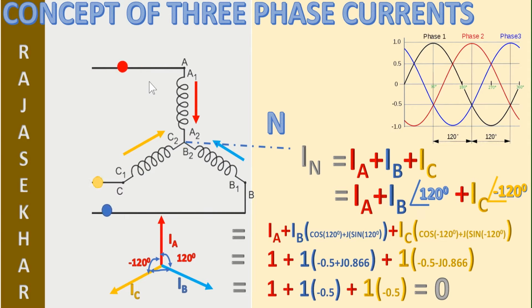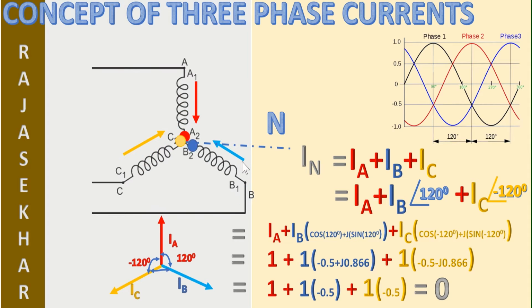All the three currents which are flowing from point A, point B and point C are coming and merging at one point called the neutral point. Let us see what happens at this point N. Since all the currents are meeting at that point, the total current at the neutral point is equal to IA plus IB plus IC.